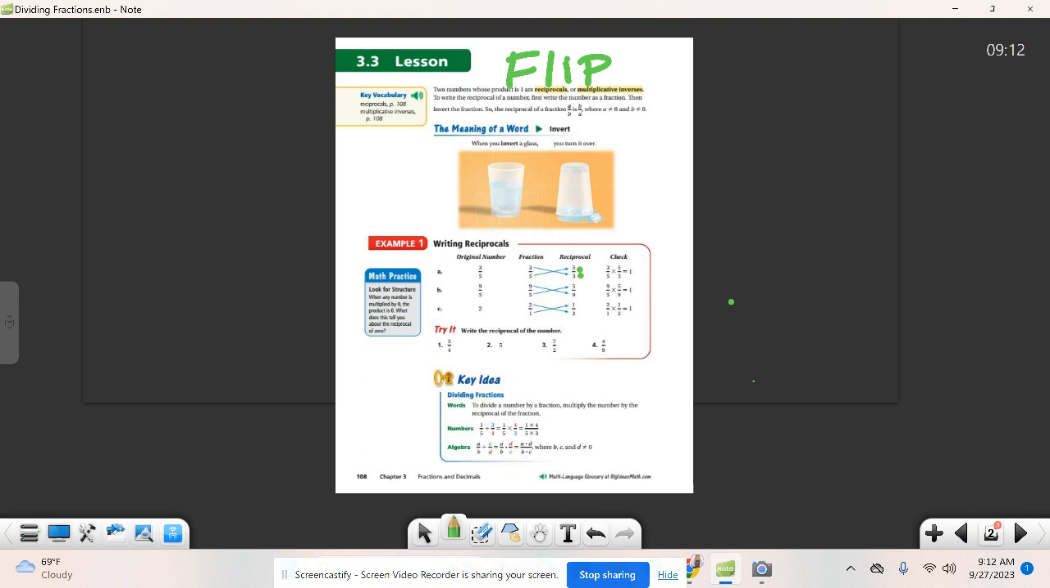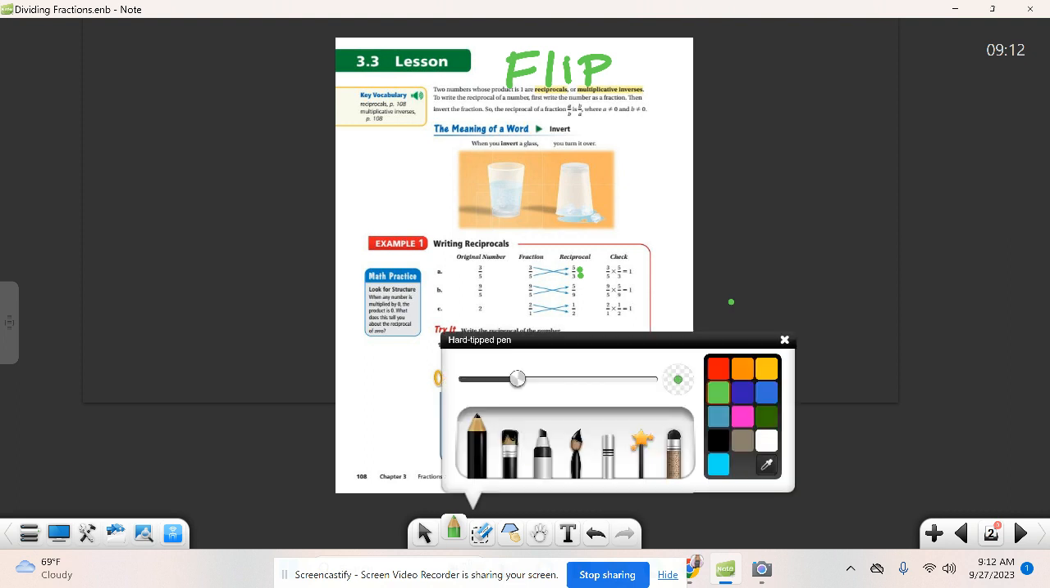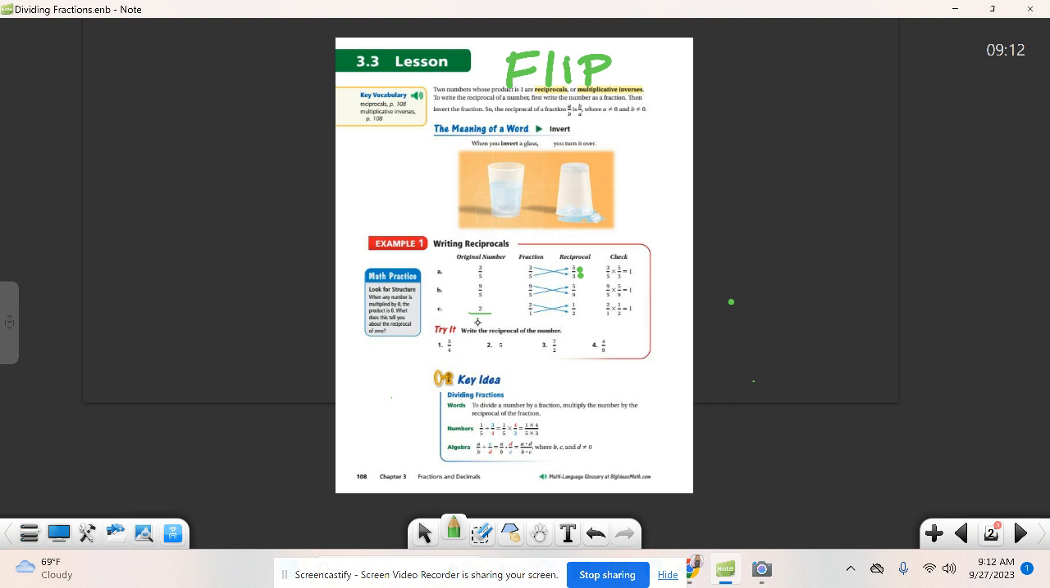5/9. Okay? Now, the only difference is we have a whole number 2 on C. Before you flip it, you have to turn it into a fraction. Well, how do we turn them into a fraction? You put a 1 under it, and then you can flip it to be 1/2. Okay? That is actually one of our standards, is just find the reciprocal. So as long as you know the word reciprocal means to flip, you're good to go.